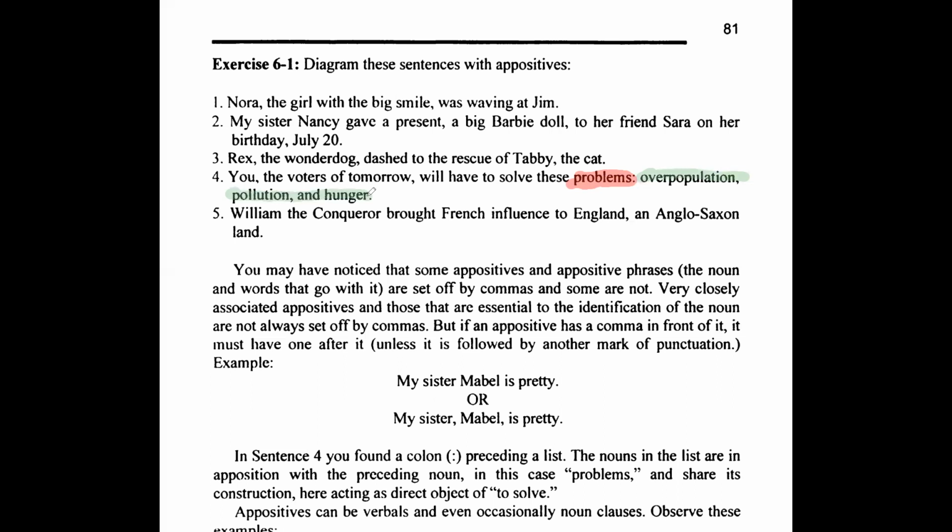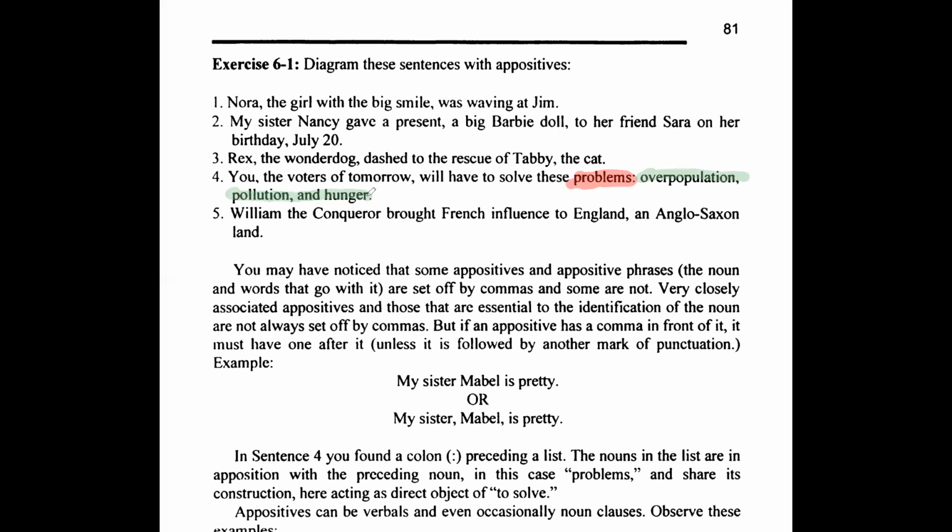You couldn't say problems with an S and then put a colon and just put overpopulation because that's only one thing. It needs to be plural. Overpopulation, pollution, and hunger. So this is one of the uses for a colon, is to give a list of appositives for the noun that you're mentioning. Now notice it has and, that means you're going to do the rocket ship, right? When you diagram it, right? Try it out. But this is very important because a lot of people mistake the usages of the colon.